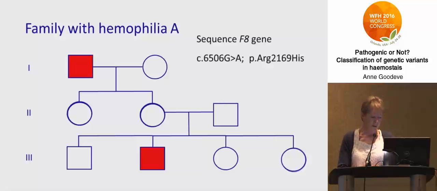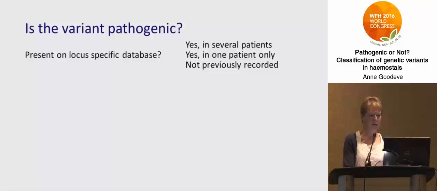So I've just got an example of a family here with 2 males in the family with haemophilia, where they've been sequenced and we've identified a sequence variant, which is the 6506G>A, predicted to lead to an arginine 2169 histidine mutation.